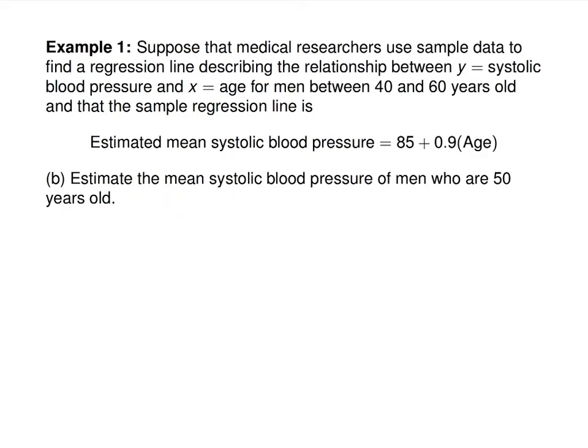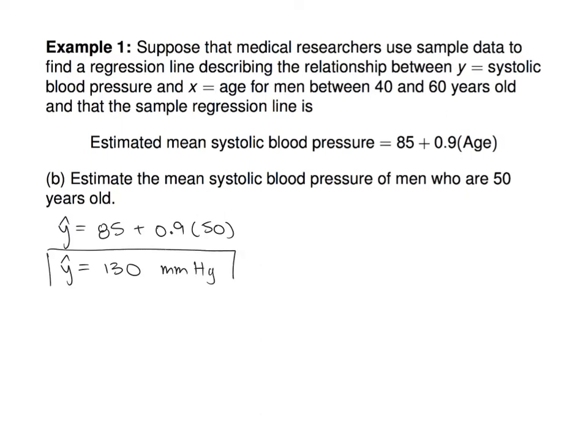Estimate the mean systolic blood pressure of men who are 50 years old. So plug in 50. Y hat is 85 plus 0.9 times 50. And so you get that y hat is 130. And I think this is millimeters of mercury, so we'll just go with that for now.